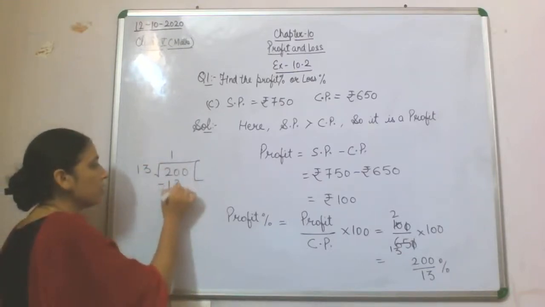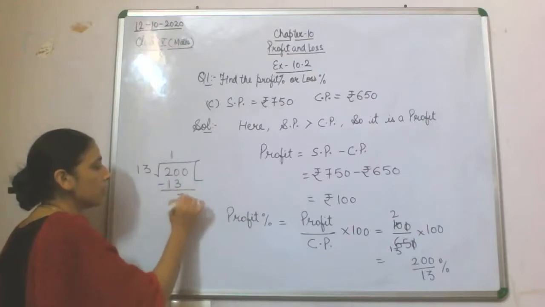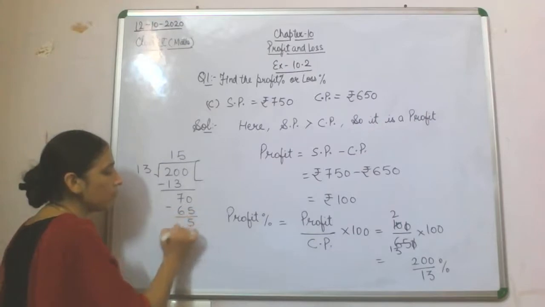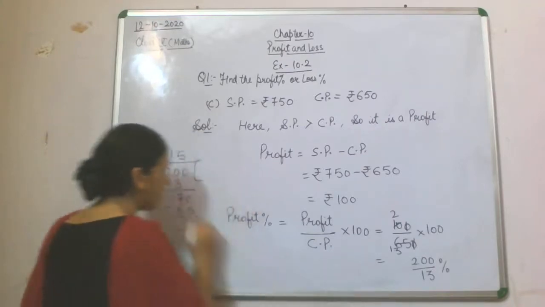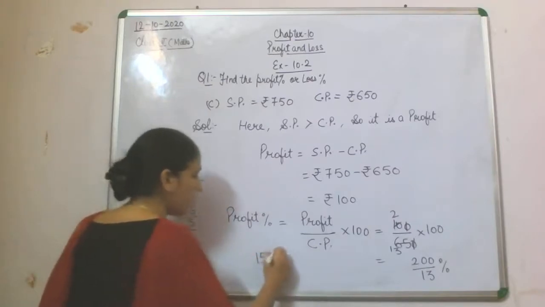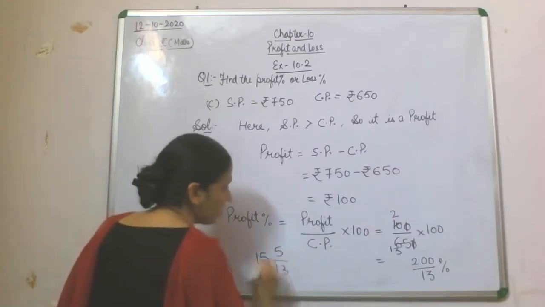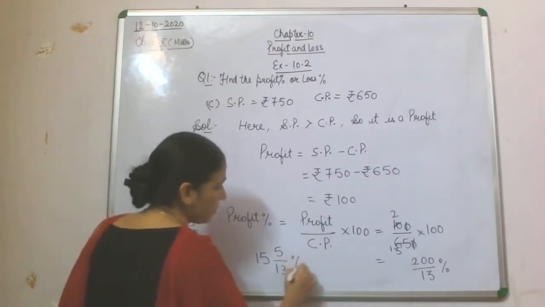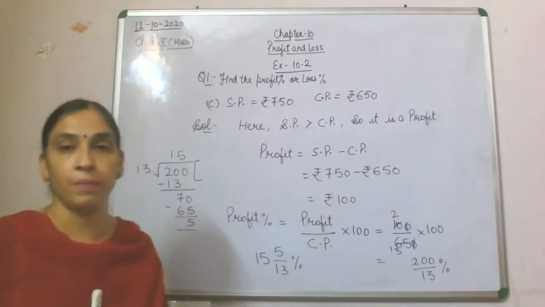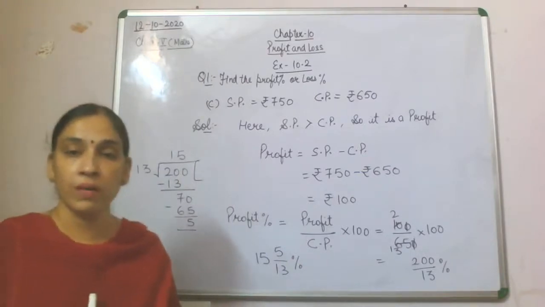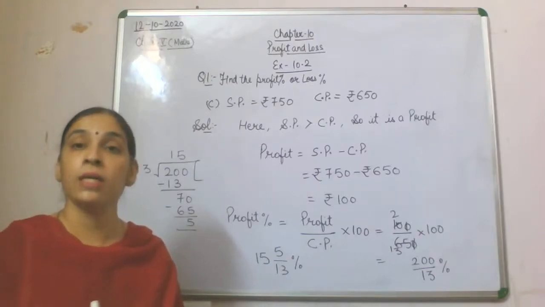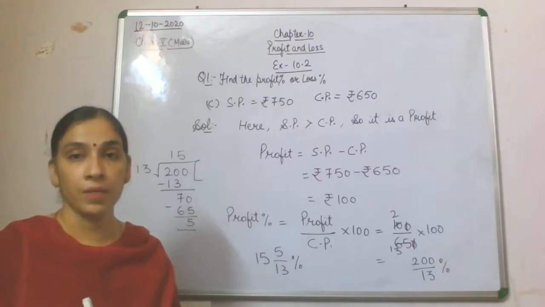If I have to write this in mixed fraction, I will convert it first. 13 ones are 13, 7 0. 13 fives are 65. What is remaining here? 5. So how can we write this? That is 15 5 by 13%.